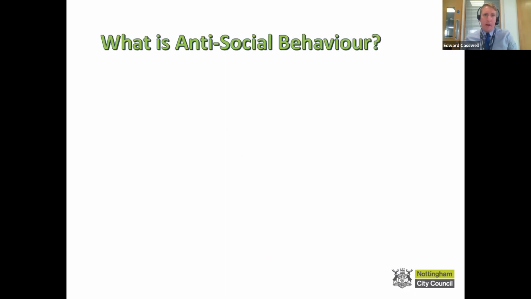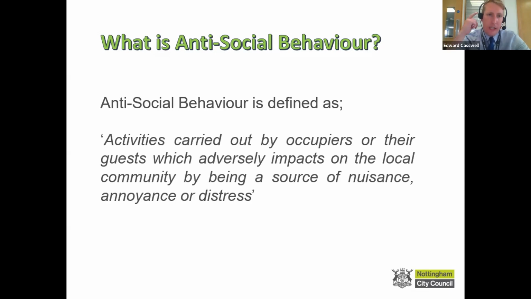I think it's important for us to define antisocial behaviour a little bit, because I'm sure you've heard of the term, but it's important to know exactly what we're dealing with. It's an incredibly broad and complex issue that can span all sorts of different problems that we see in neighbourhoods, ranging from waste problems to noisy neighbours, noise complaints, fly tipping and graffiti. But it can be broadly defined as activities carried out by occupiers or their guests which adversely impact on the local community by being a source of nuisance, annoyance or distress. So again, it is a broad subject, but it can cause serious distress to residents and to people who have to deal with problems caused by tenants.